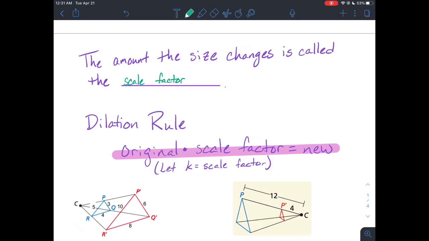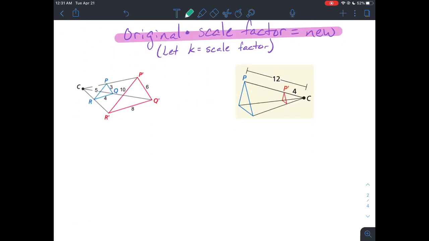We're going to use the letter K to represent scale factor because that's a lot of letters. And we're not lazy, we're efficient. So instead of writing the word scale factor every time, we're going to use the letter K to represent it. So let's look at a couple of examples.